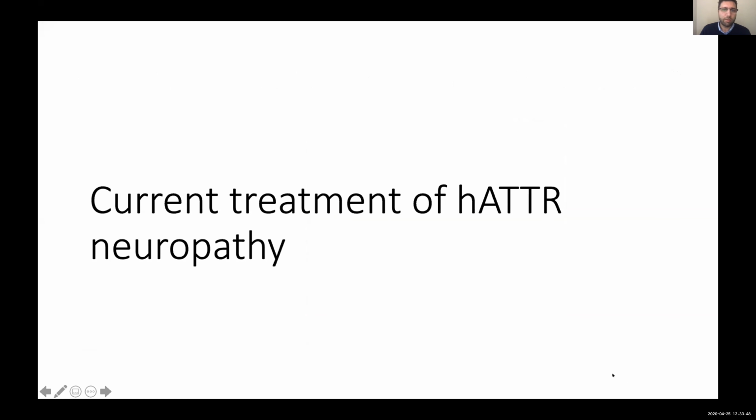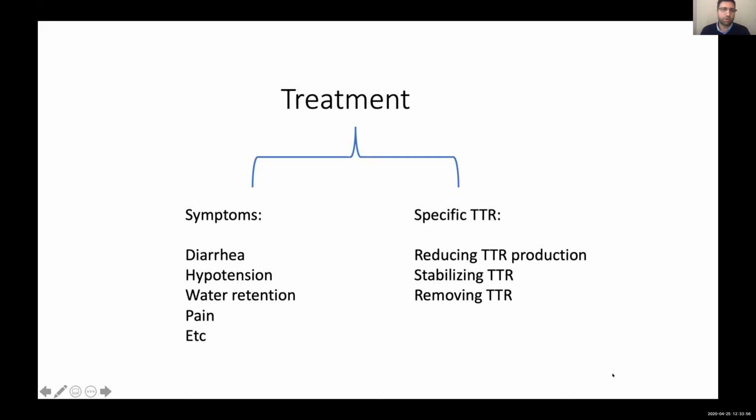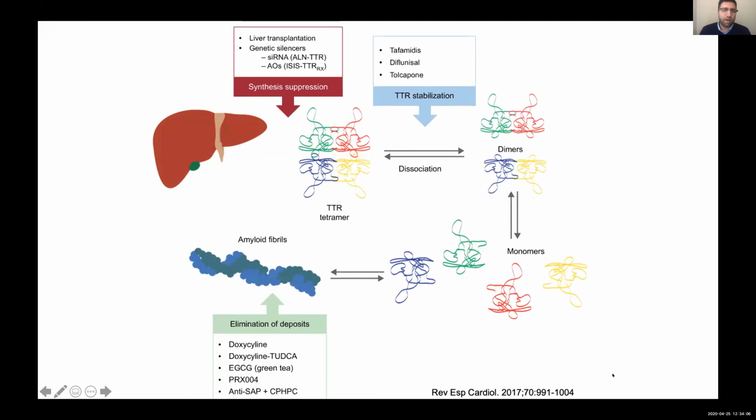So we're going to talk about the current treatment for hATTR neuropathy. You've heard about those earlier, but you're just going to hear my perspective. The treatment focuses on specific treatment for TTR, but also on the symptoms. As you remember, and I just mentioned this earlier, the TTR is made primarily by the liver. Again, it's made by other organs, but most of it comes from the liver.